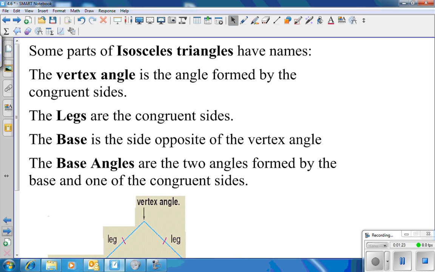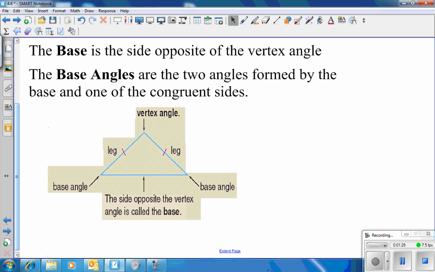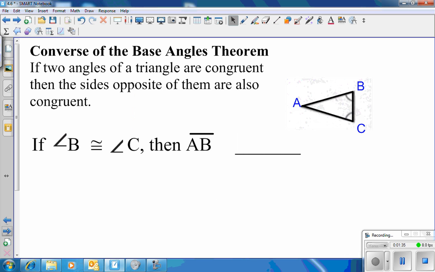All right, some parts of the isosceles triangle, we've talked about them before. The legs are those congruent sides. The base, of course, is the side that's not congruent. Base angles, vertex angle. Just a nice little picture to use.